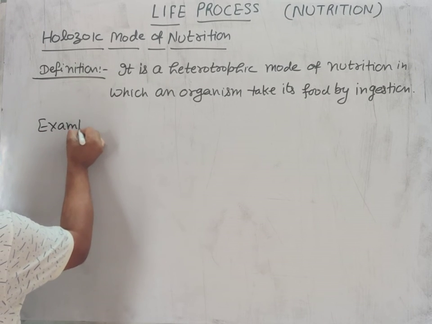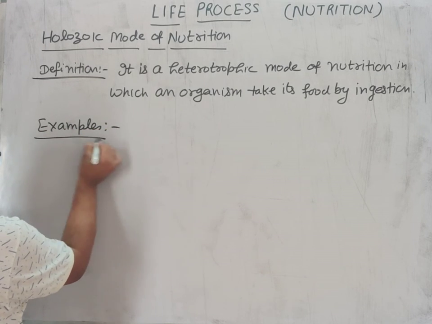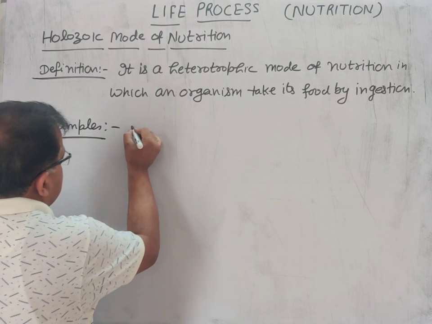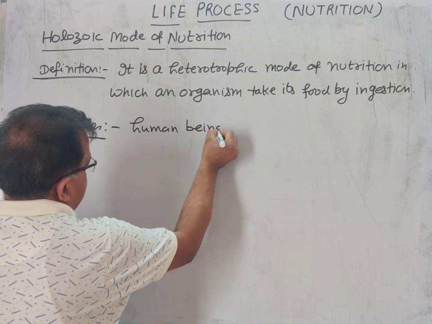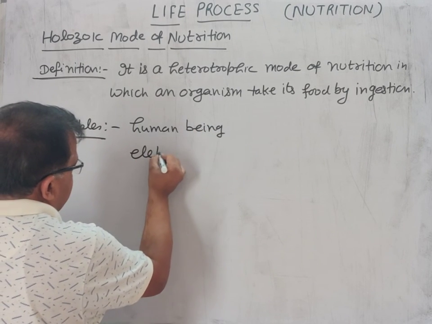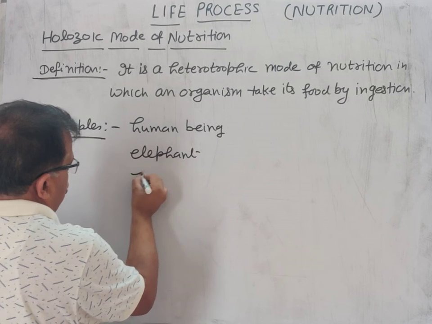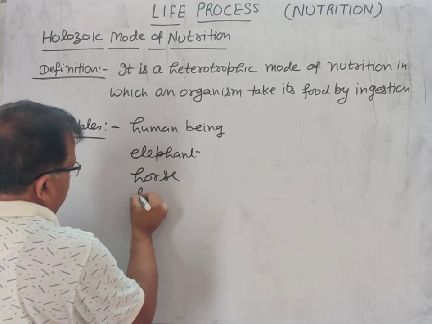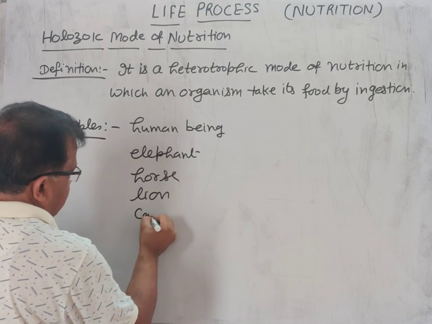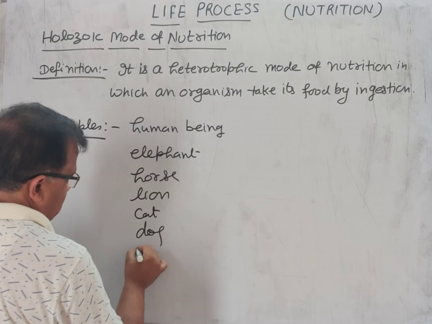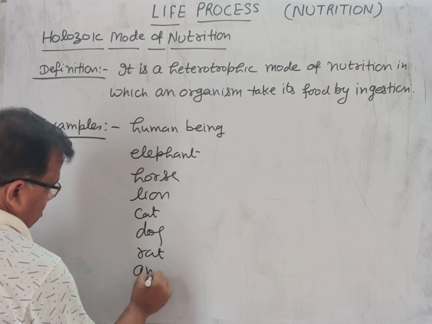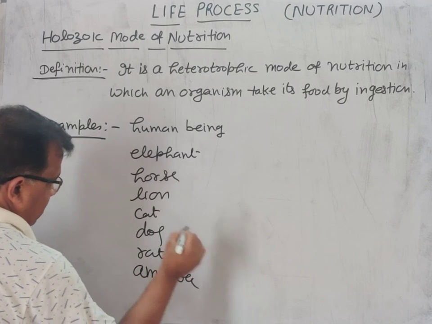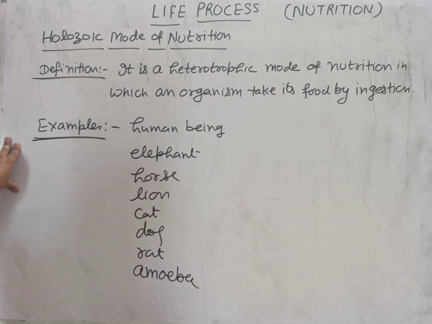Examples, as I told, all the higher animals like human being, elephant, horse, lion, cat, dog, rat, and also amoeba, which is not higher but unicellular, perform holozoic mode of nutrition.